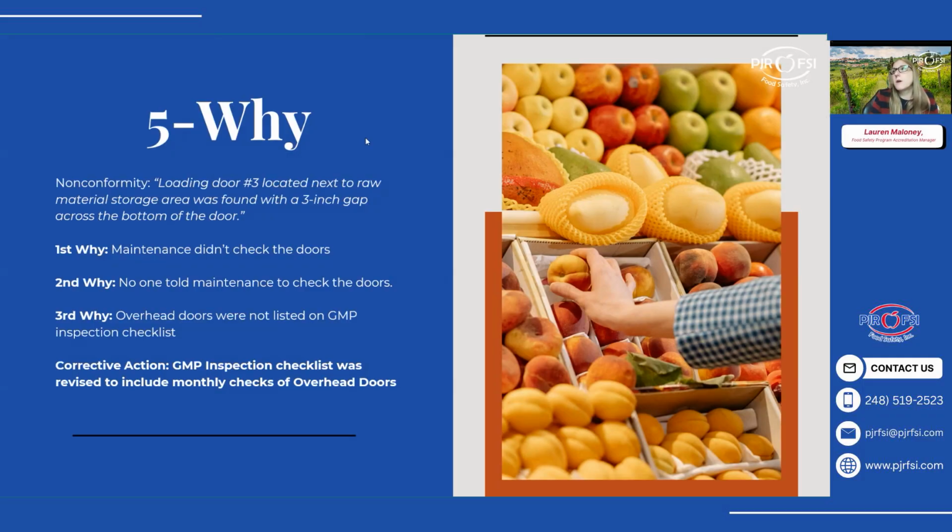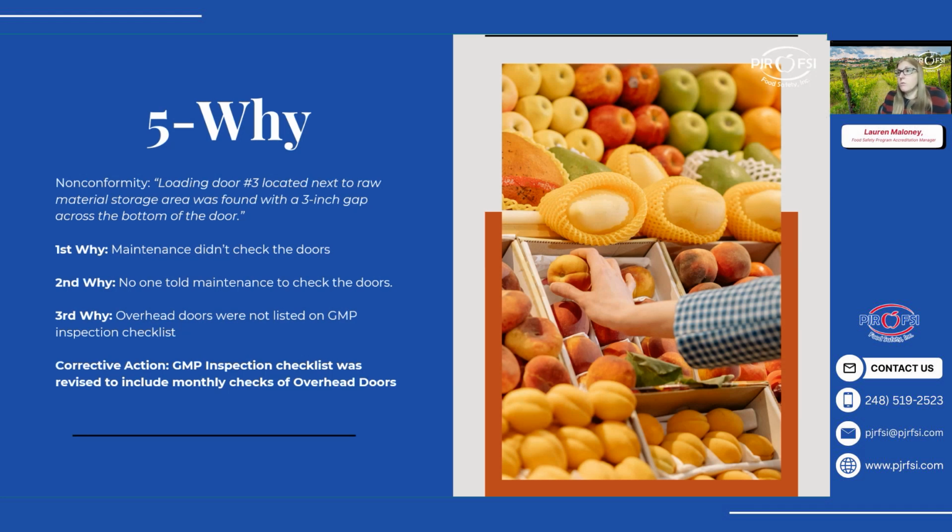Okay, so let's look at the 5 why technique for the first nonconformity that we identified. Loading door number 3, located next to raw material storage area, was found with a 3-inch gap across the bottom of the door. First why. Why was there a gap? Because maintenance didn't check the doors. Okay. Second why. Why didn't maintenance check the doors? Nobody told maintenance to check the doors for a gap.